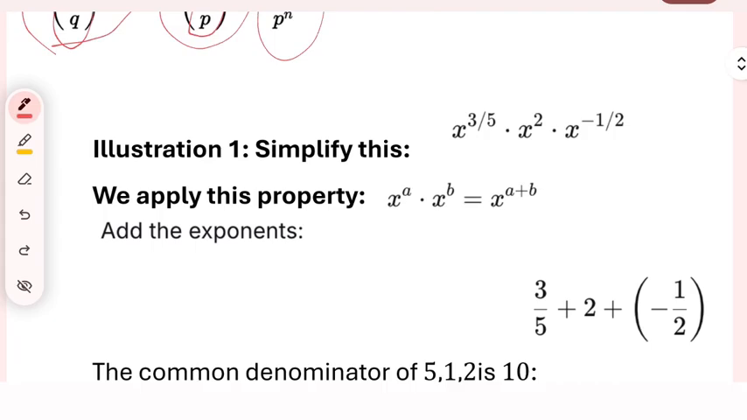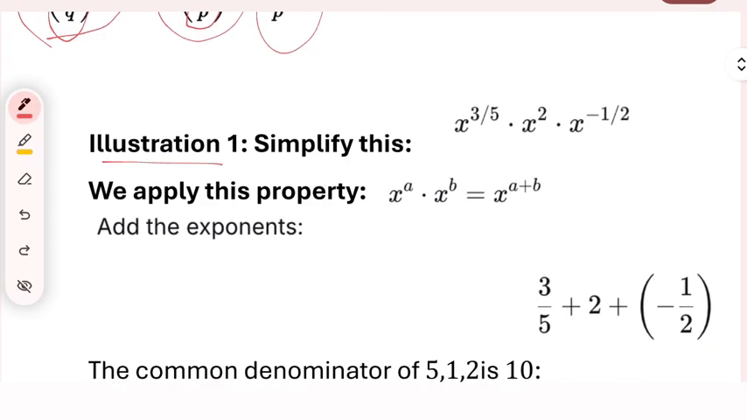Let's illustrate it with the first illustration. Illustration number 1: how would you simplify this? We have x to the 3/5 times x squared times x to the negative 1/2. How would you simplify those? As you can see, they have the same base, x and x. The base is the same.